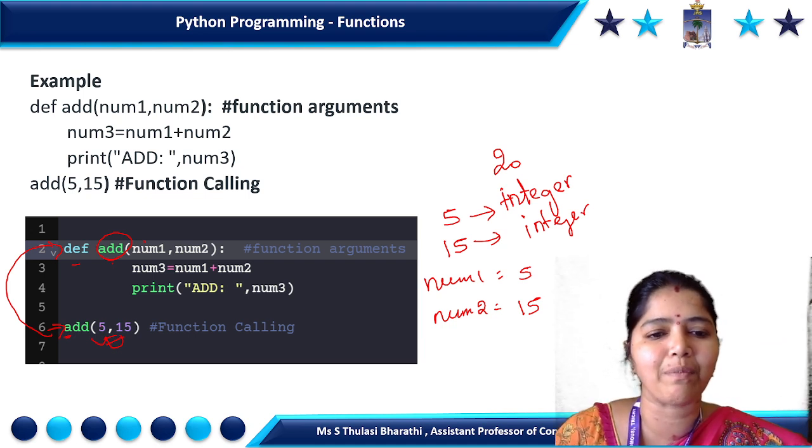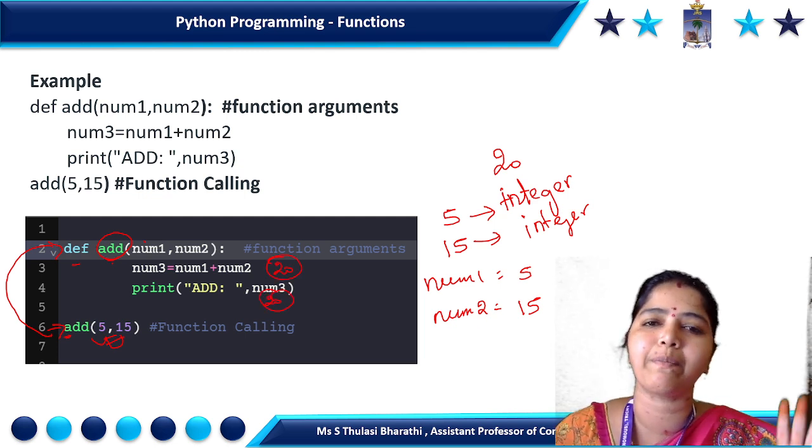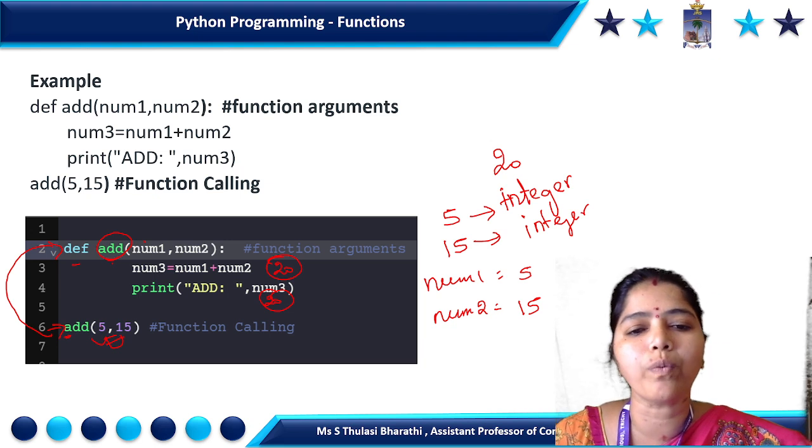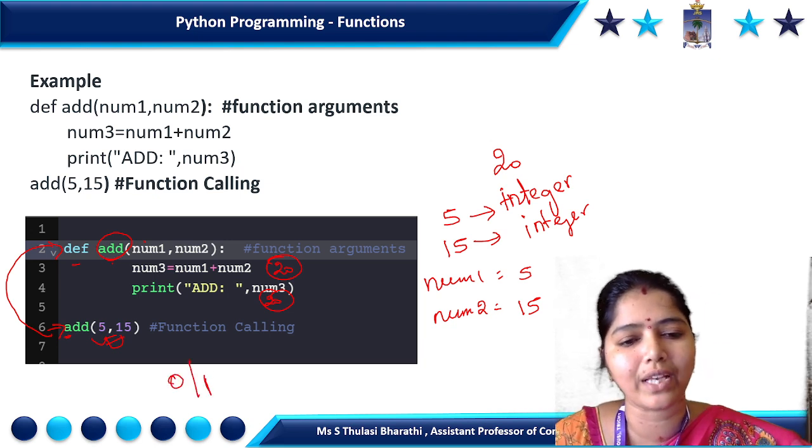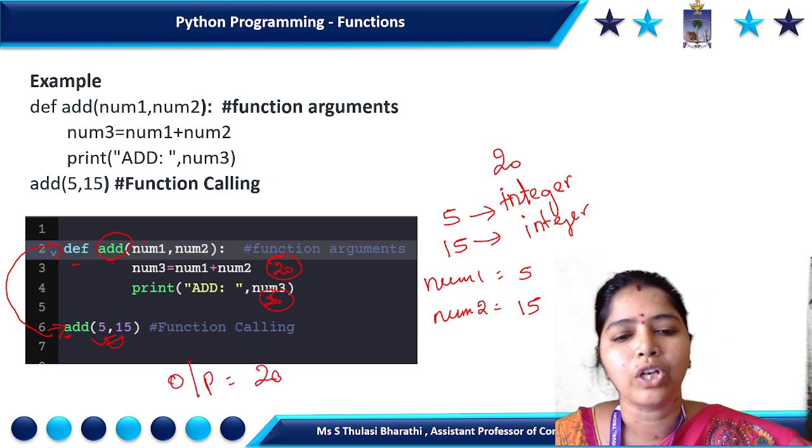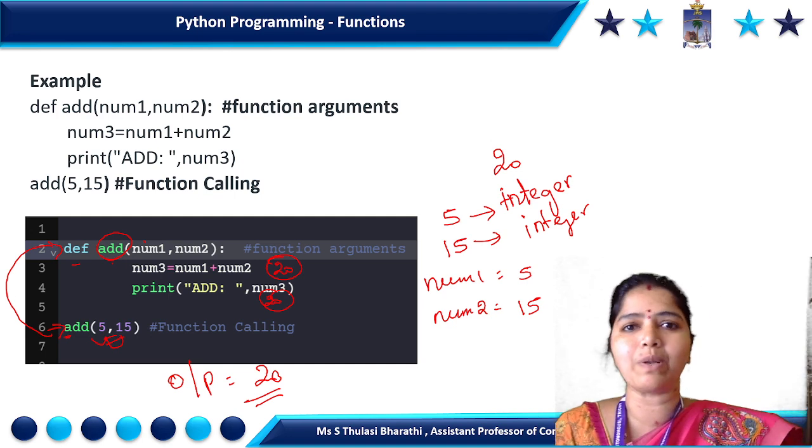5 plus 15 will be added, and num3 will have the value of 20, and this 20 will be passed here, and this 20 will be printed. Simple. So the output of this program is nothing but 20. So this is how the arguments play a role.